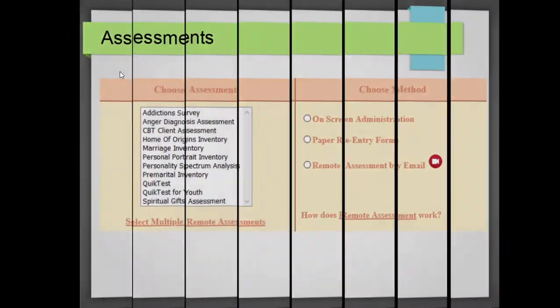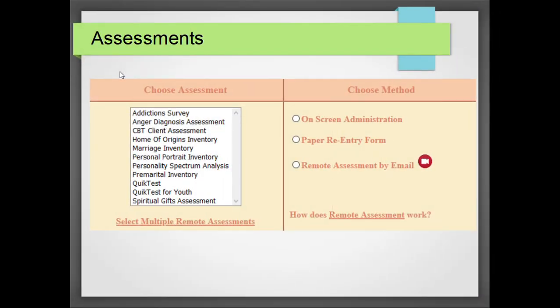Now let's take a look at the assessments. All of these assessments are available to you on an unlimited basis during your subscription, and there's 3 ways to give them: either on screen, sitting at your computer, on paper, if a person wants to fill it out on paper, and then there's a re-entry form for you to put their answers in, or remote assessment, which means you send an email link to them. They create a username, password, and log in and take the assessment right on their own electronic device wherever they are.